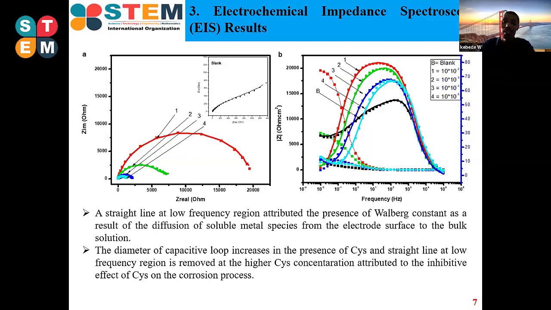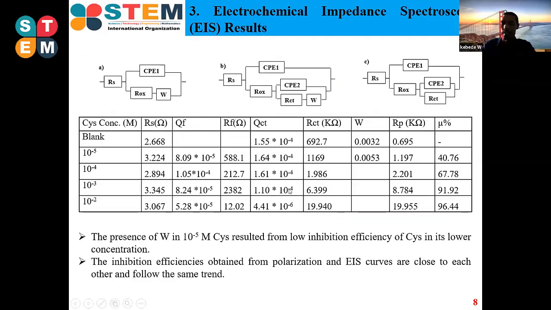But in the inhibited surface, there is also diffusion, but the reaction is not controlled by the diffusion. The diffusion is minimized in the presence of cysteine. You see here there is no Warburg impedance. Also, the diffusion reaction is minimized, and the increment of this semi-circle indicates the inhibition, the increasing inhibition efficiency of this inhibitor.